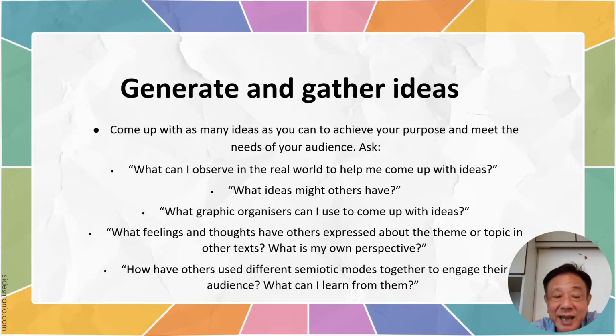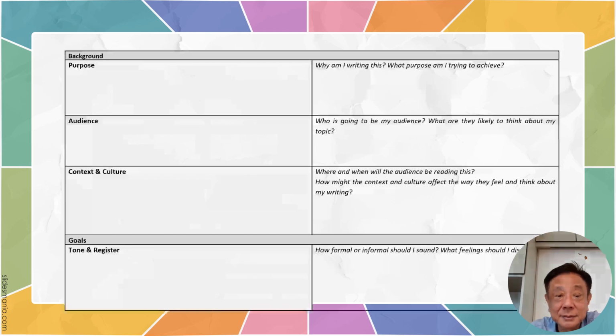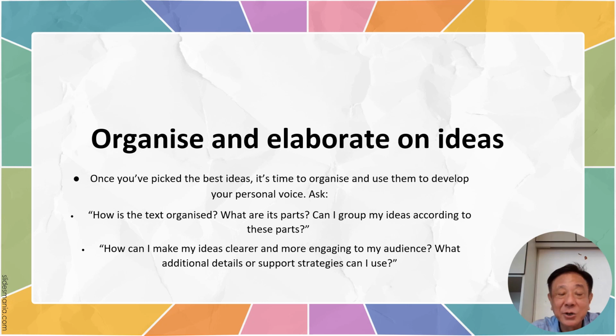And you need to also generate and gather ideas, come up with as many ideas as you can to achieve your purpose, all right, as well as to meet the needs of your audience. So ask the various questions that are on the screen, that would be helpful when you write your article. Now, these are pertinent questions that you will ask yourself when you're writing an article for a particular audience and to meet a particular purpose. Now, you also need to organize and elaborate on the ideas. Once you've gathered your ideas, you need to organize them and then know how to elaborate on these ideas.